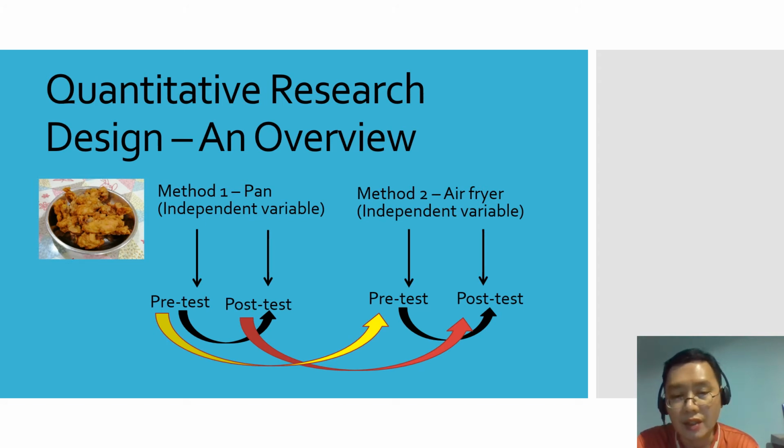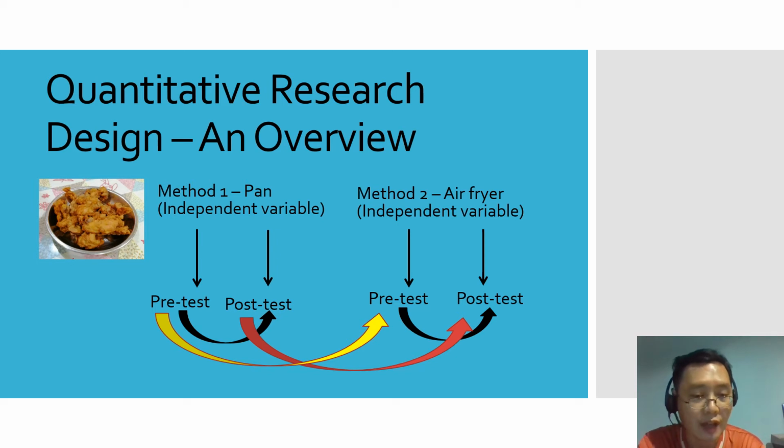So in a causal study, there will always be a pre-test and a post-test. Method 1, if I use pan, so I need to measure before I use it, and I need to measure again after I've used it. So therefore, the pre-test and post-test.